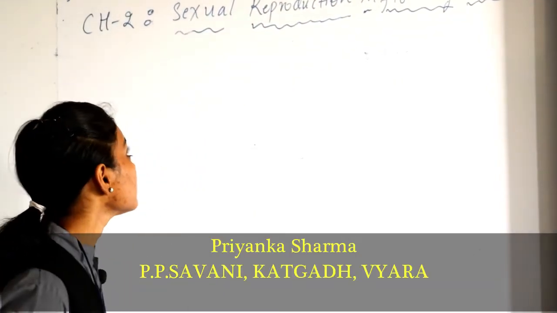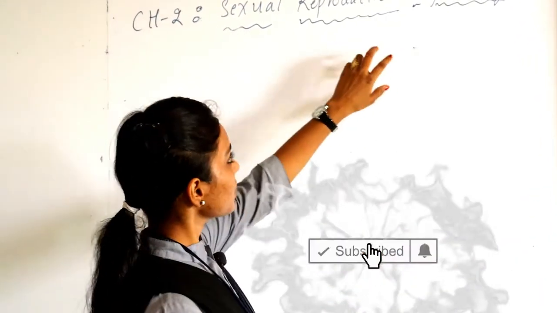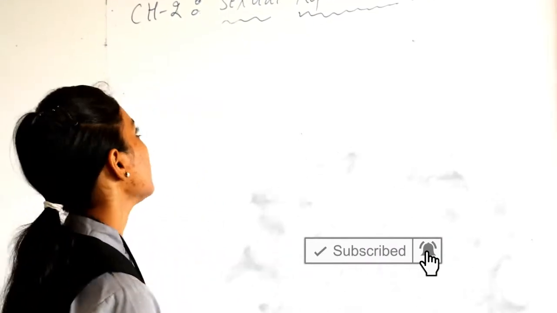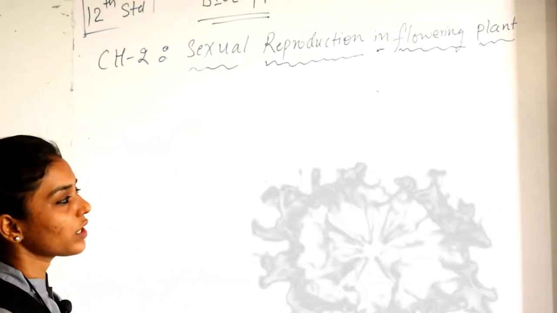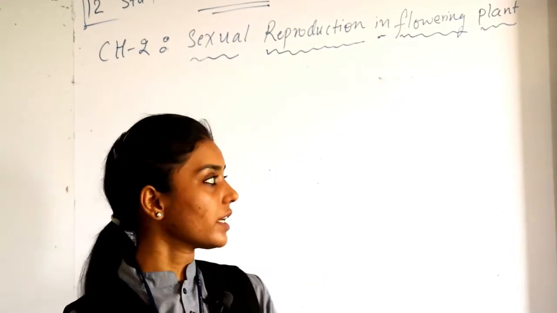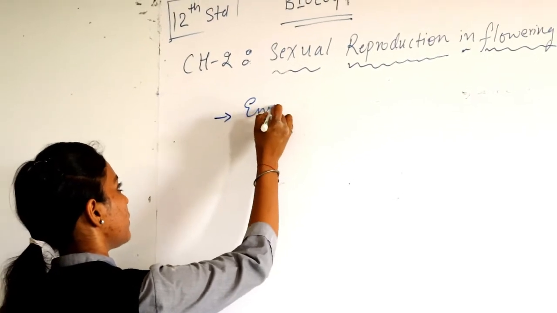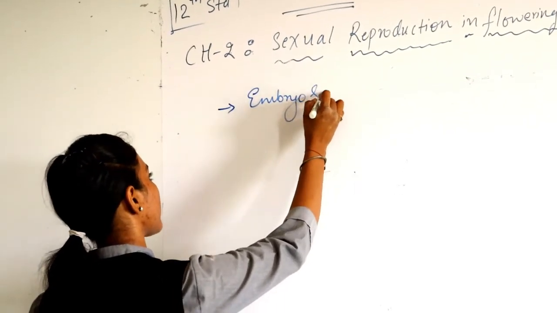I'm back with the chapter for class 12, that is sexual reproduction in flowering plants of biology. Now we'll have a quick revision of the things that we have seen in the previous lecture. In the previous lecture we have seen something regarding the embryo sac.